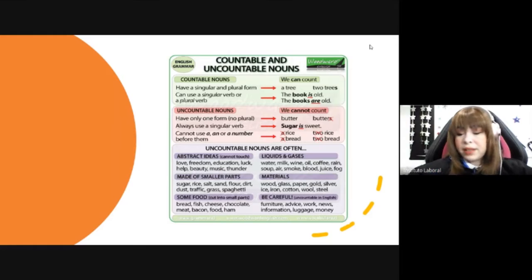Yes, a loaf of bread. Yes, bread. You can measure bread, but you can't count it. Fish. Can you count every single fish in the ocean? That's impossible. Cheese, chocolate, meat, bacon, food, ham. Those are examples of food names that are uncountable nouns. Be careful. Uncountables in English like furniture, advice, work, news, information, luggage, and money are uncountable nouns.